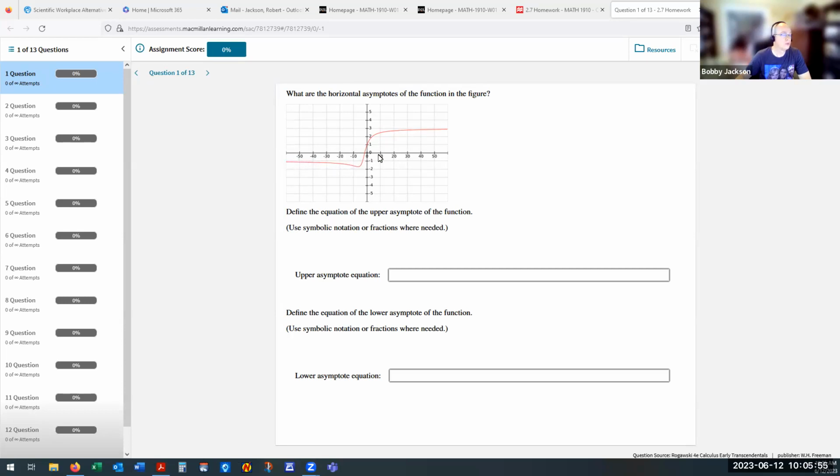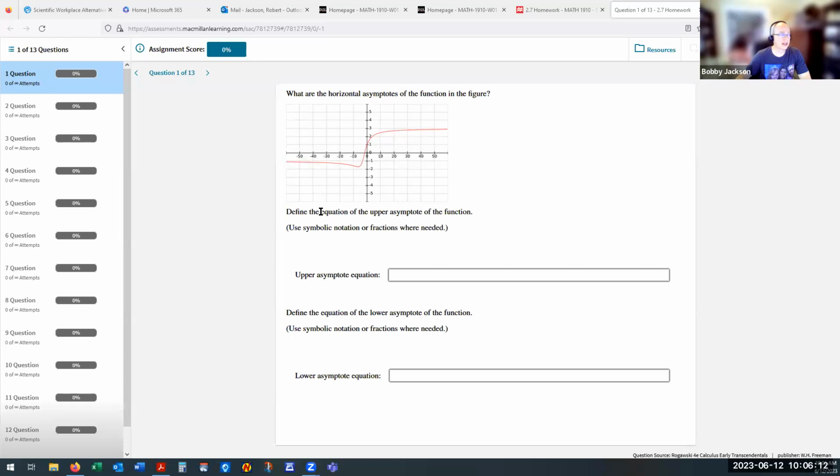And so those are the limits at infinity. At positive infinity, the function's approaching 3. As x goes to negative infinity, the function's approaching -1. And those indeed relate to the horizontal asymptotes.